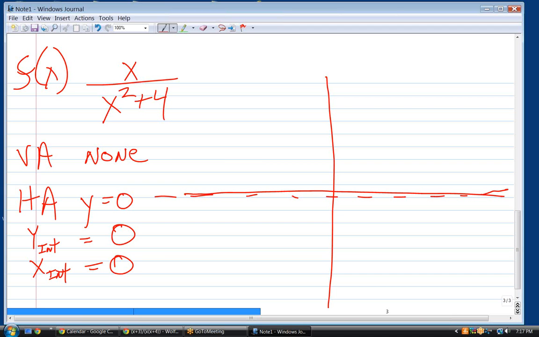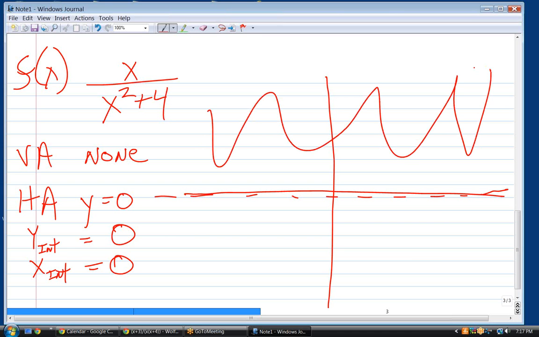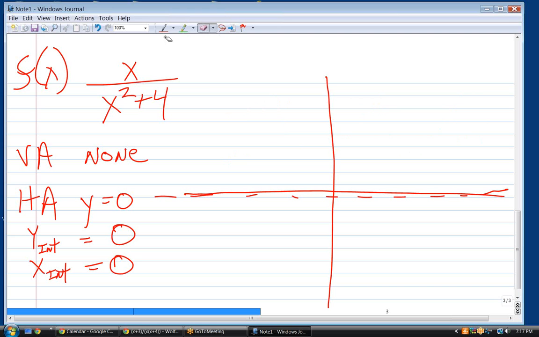If I pick any negative x, I have a positive result. So I'm in this area of the graph, no matter what I pick for x. This is strange. I don't have any idea what this is going to look like. Let's try some numbers and see if we can get a few points on here. We know it goes through here.